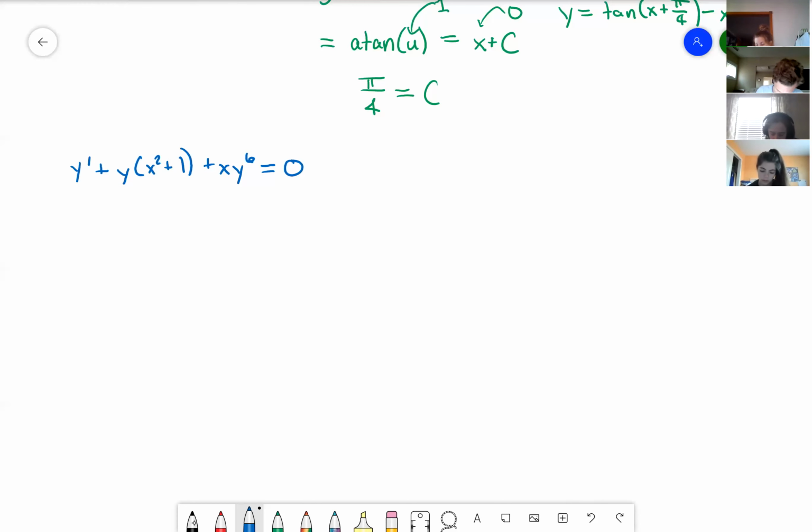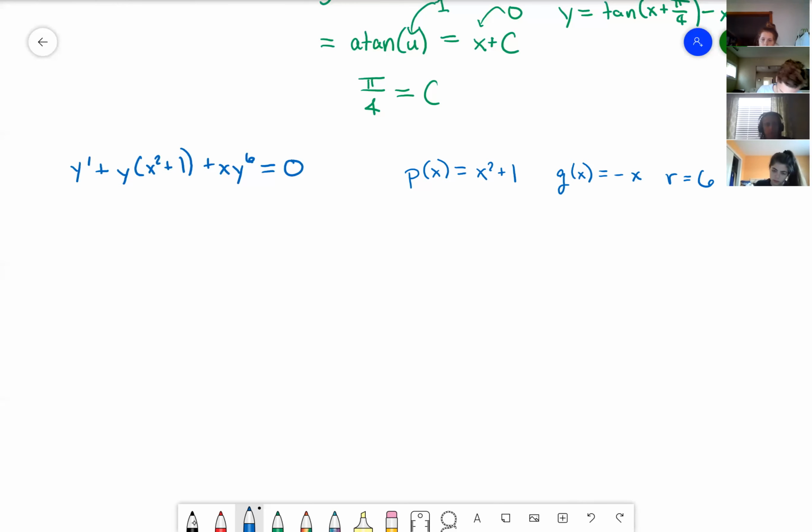So for this one, we can go back to looking at this in terms of a Bernoulli equation, or the terms that we were looking at it through before. So in that case, p of x is x squared plus 1, q of x is negative x, and r is 6. So let's try with the substitution method.